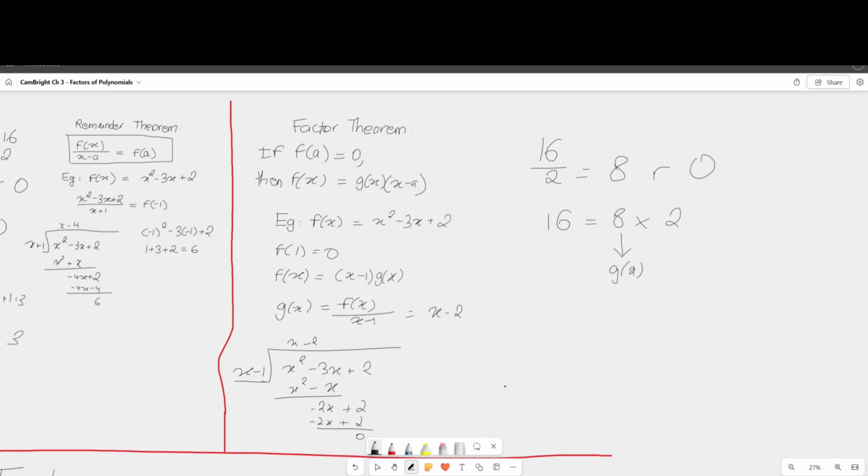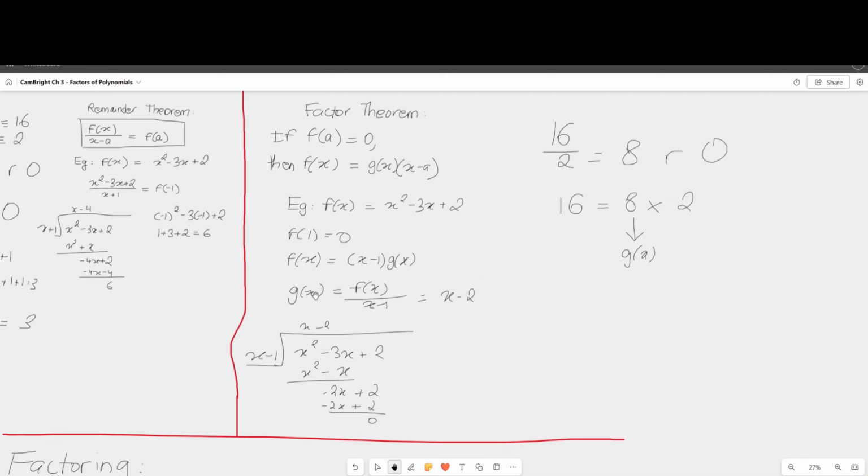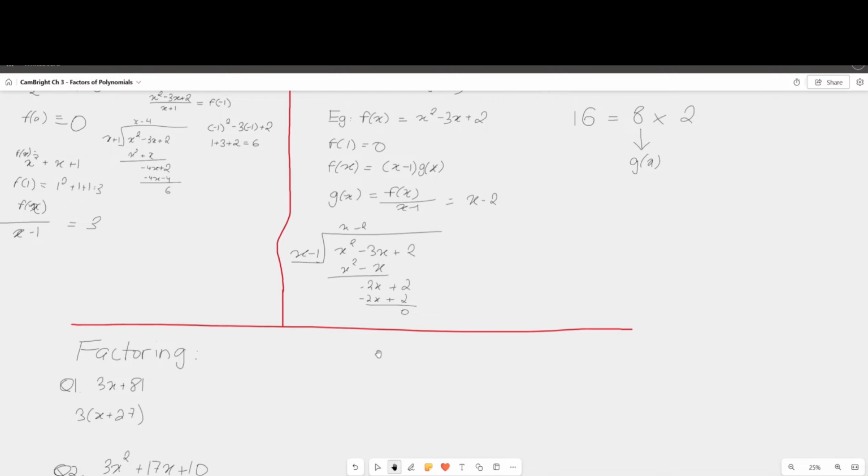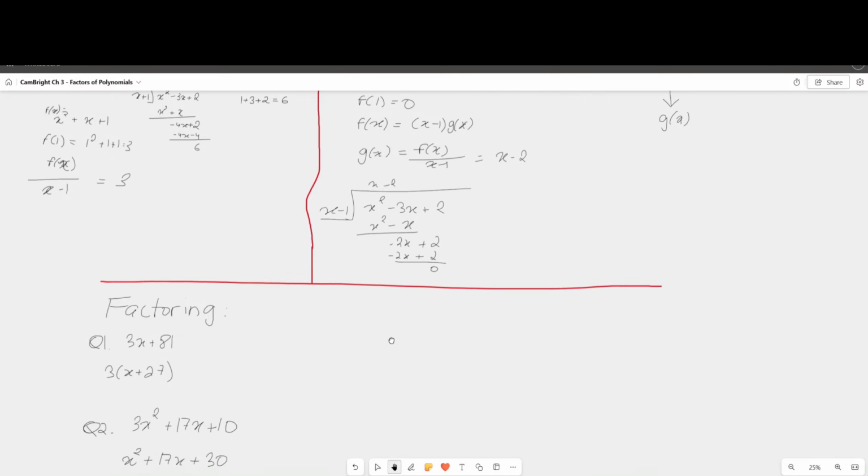So if we take this example for polynomials, we can say f of 1 is 0. So f of x is equal to x minus 1 into g of x, and then g of x, just rearranging that, gives us that. And if you do the division here, this is x minus 2. Polynomial division is similar to the actual long division that you would do with numbers. It can seem daunting at first, but it's not that difficult.